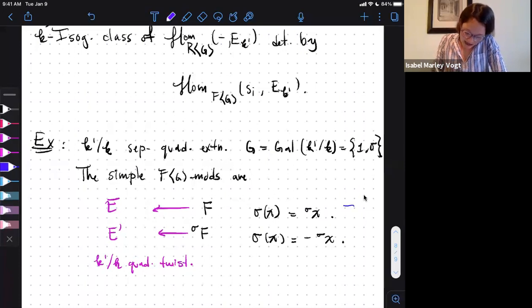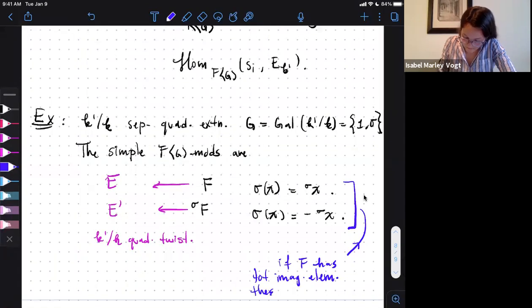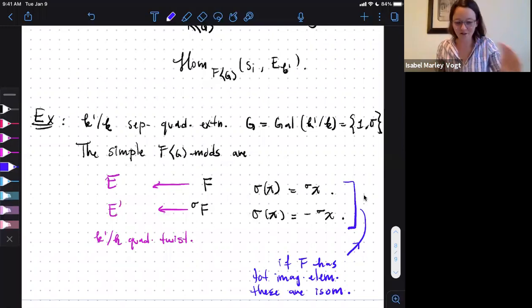Furthermore, if we're in the situation that I highlighted earlier, that F is a CM field, so if F has a totally imaginary element, then these are isomorphic. F and F sigma are isomorphic by multiplication by that totally imaginary element. And so what that tells you is that E and E sigma must be isomorphic in the isogeny category. In other words, they're isogenous. So that's another way that you can see that isogeny that I said at the very beginning. Okay, so let me stop there.